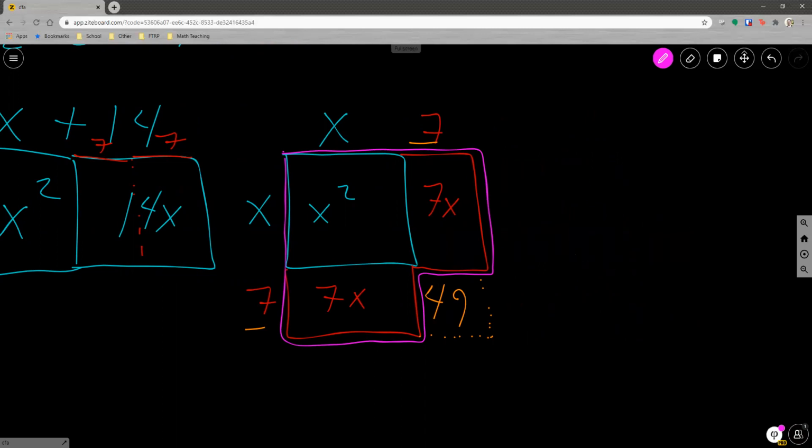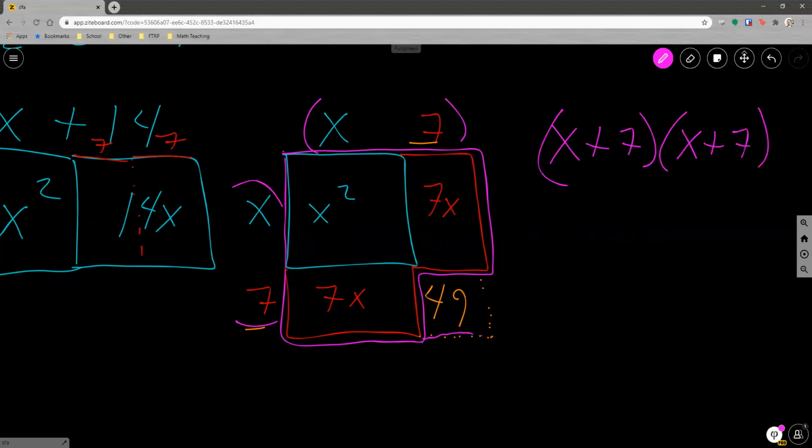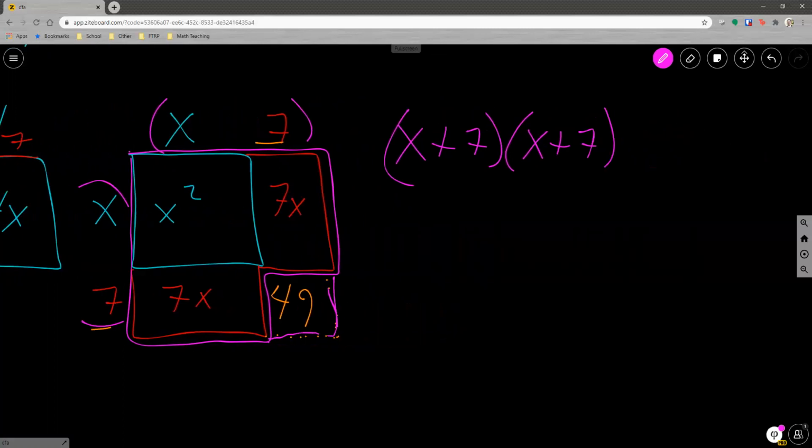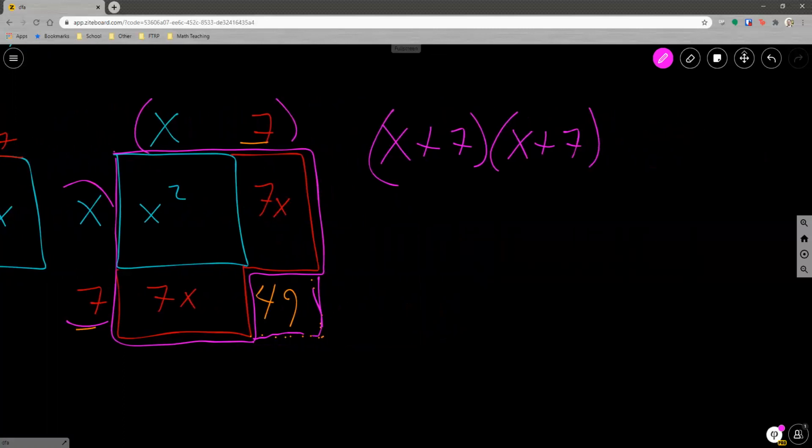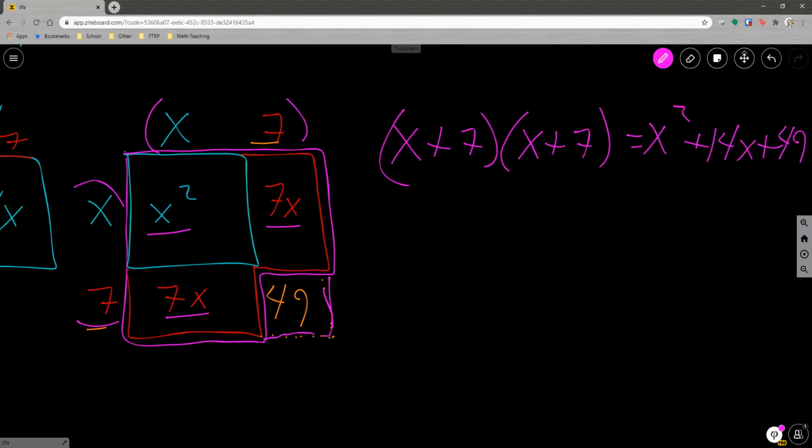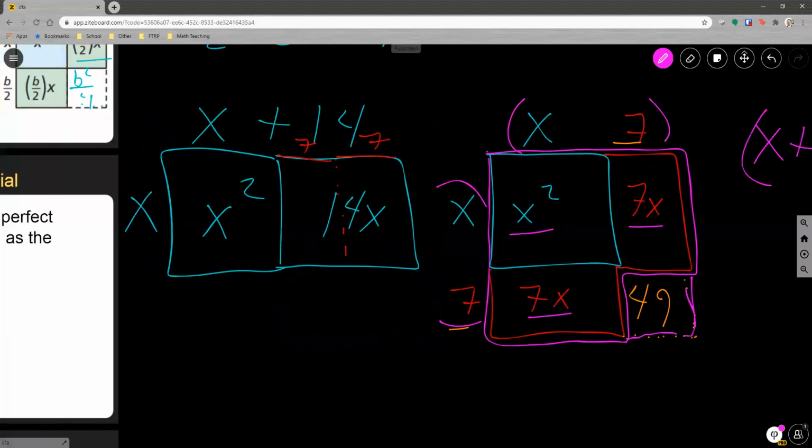So I've effectively got, right now, x plus 7 times x plus 7. To fill in that last bit, I just had to add the 49 to make the complete square. That's what we mean by completing the square. So x plus 7 times x plus 7 is going to equal x squared plus 7x and 7x is 14x plus 49. And I've managed to create a perfect square trinomial.